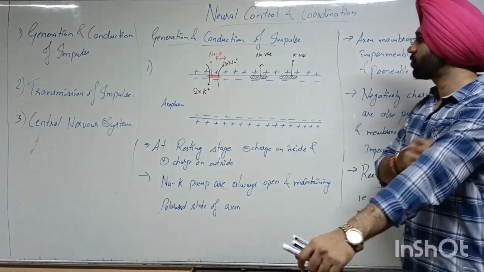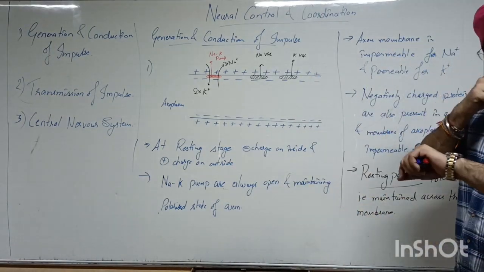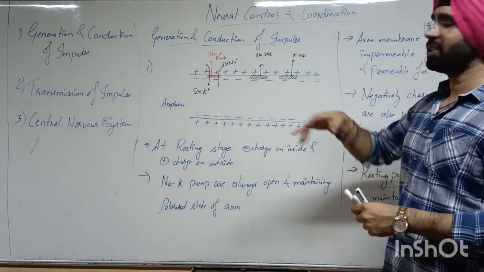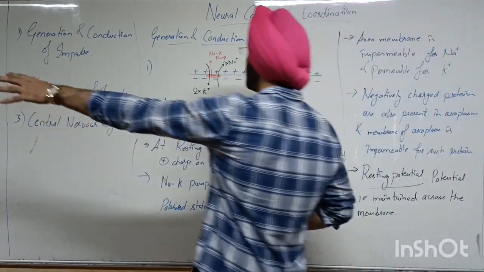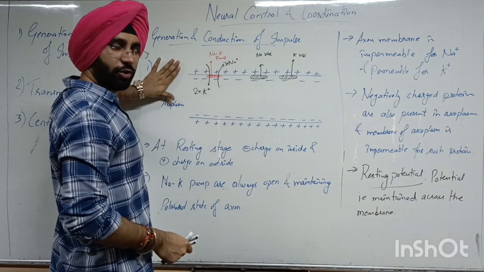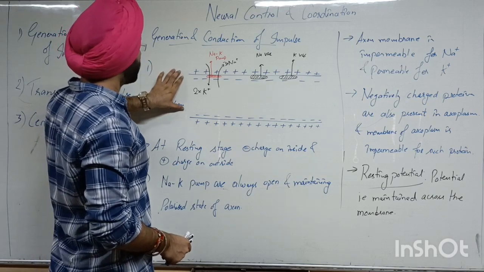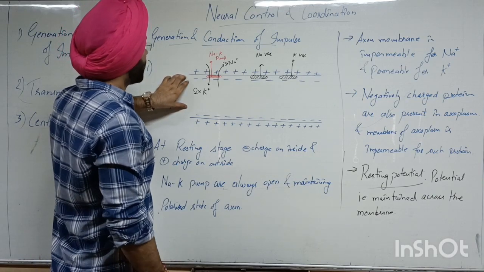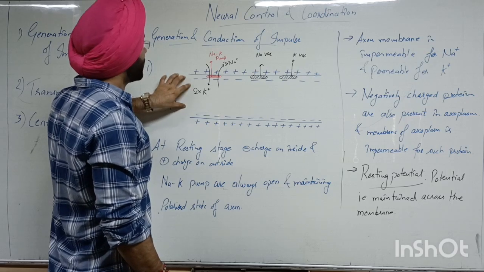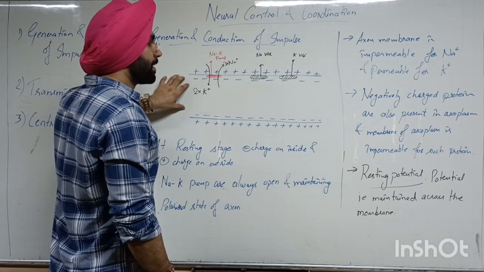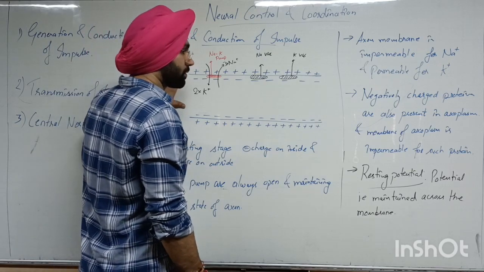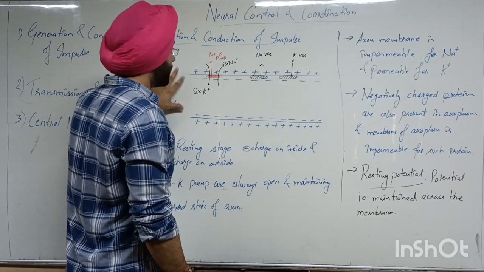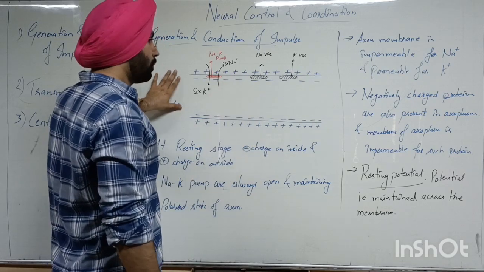So you have understood. Now what is going to happen is there is a generation of action potential, because the stimulus has come in contact with the dendrons, and the dendron is somehow generating the action potential.